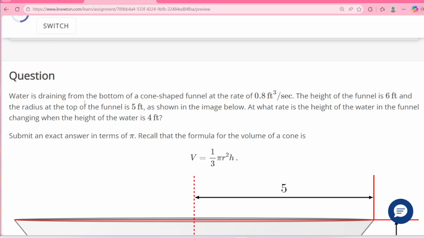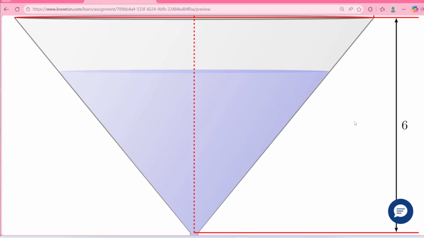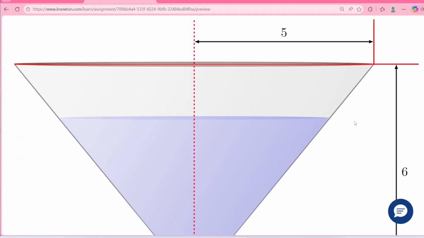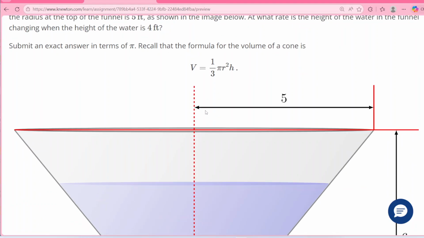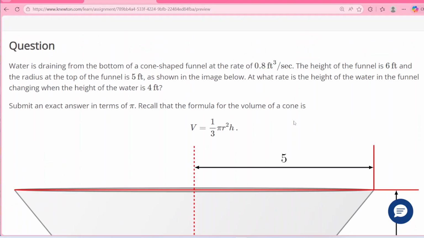So water is draining from the bottom of a cone-shaped funnel at a rate of 0.8 cubic feet, right? Notice again, this is volume units, the change in volume over time. So draining out at a rate of 0.8 cubic feet per second. The height of this funnel is 6 feet, right? So the whole funnel, as you can see in the drawing here, has a height of 6 feet. And the radius at the top of the funnel, as in the diagram here, is a radius of 5 feet, as shown in the image below.